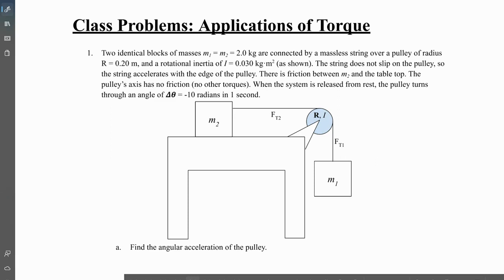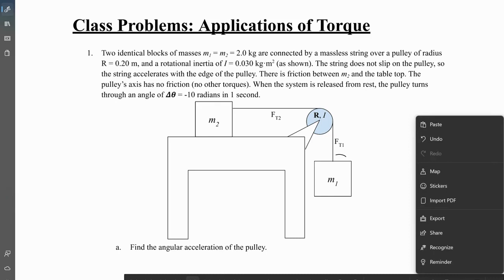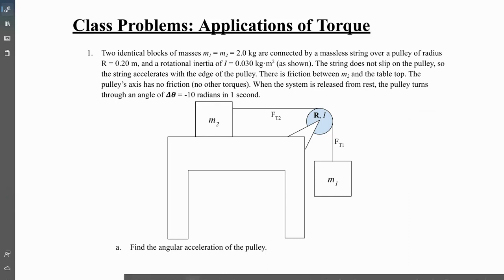Okay, here we go. So in this first situation, you might recognize what this looks like, right? This is a modified Atwood machine. We talked about these in forces, where you have one block sitting on a table connected by a string over a pulley, another block hanging down. So we've talked about these before as far as just forces goes.